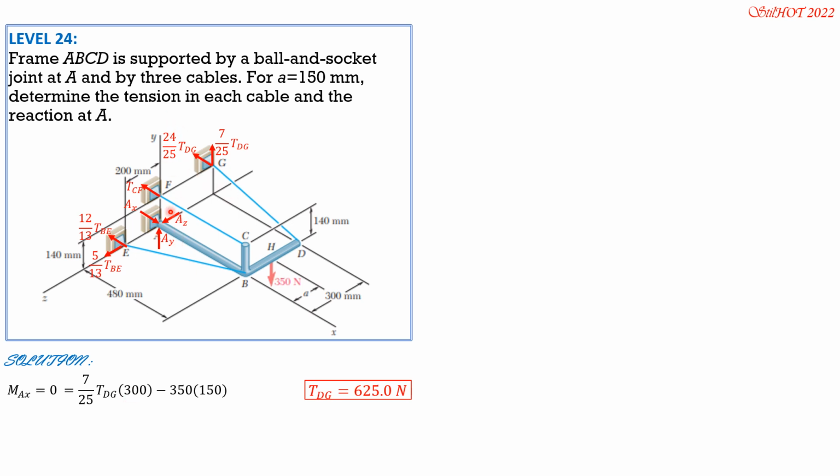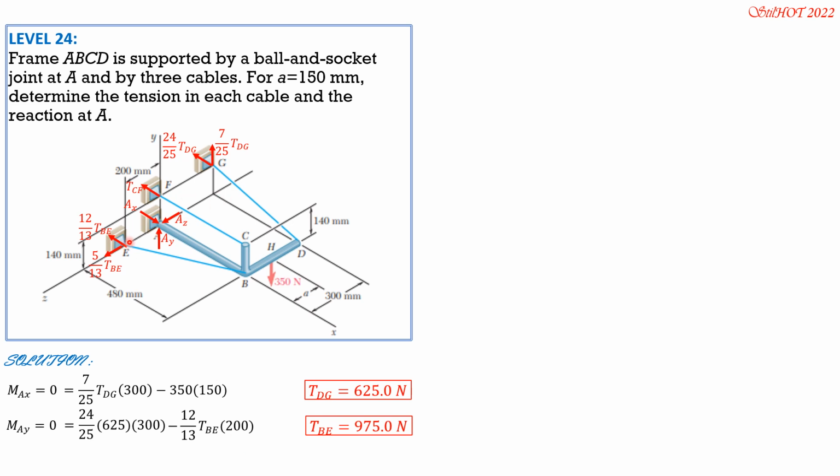Moment about AY axis to solve for tension BE. By right thumb rule, 24 over 25, this is positive sense. 24 over 25 times tension DG, which is 625, and the moment arm is 300. Then minus 12 over 13 of tension BE times 200. So from there, we can solve tension BE. Tension BE is 975 newtons.